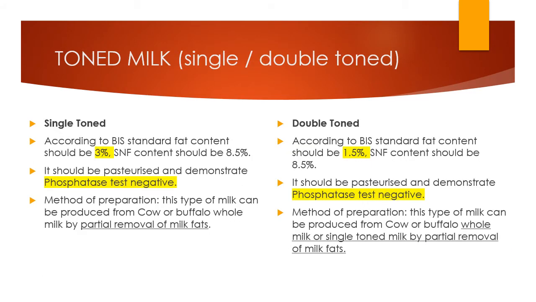There are two types of toned milk actually. First is single toned and another is double toned. According to BIS, the Bureau of Indian Standards, the standard fat content should be 3% in case of toned milk and SNF content should be 8.5. But in case of double toned milk, the fat content should be less, that is 1.5%. And that is why we call it double toned. That means more fats are removed.